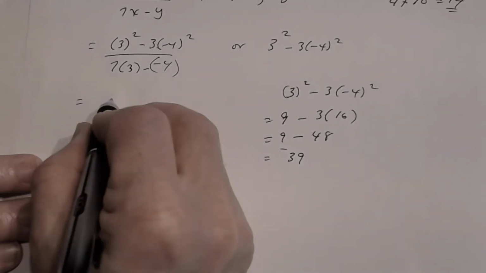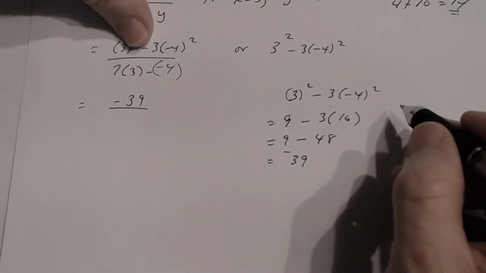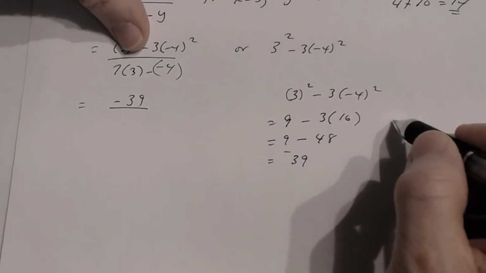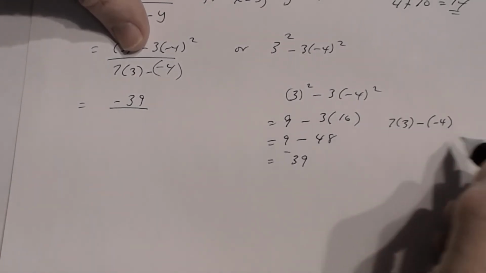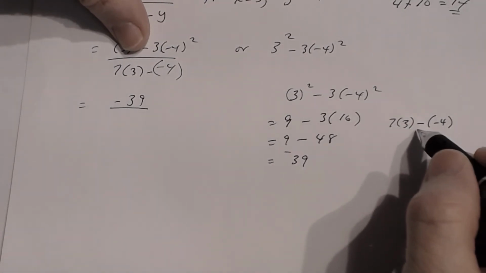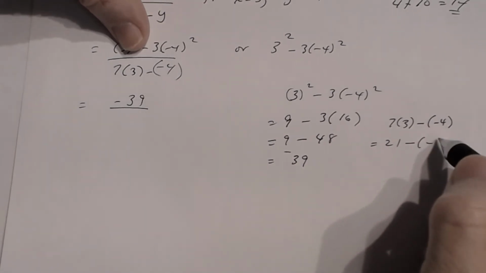So that's the numerator. And then the denominator, if you want to do the same thing, you can. Just do the work on the side. So you have 7 times 3 minus a negative 4. I do multiplication before I subtract, right? So that's 21. Subtract a negative 4.